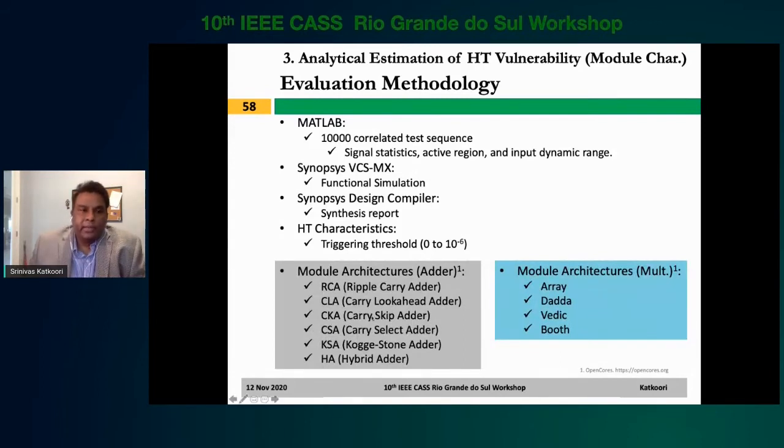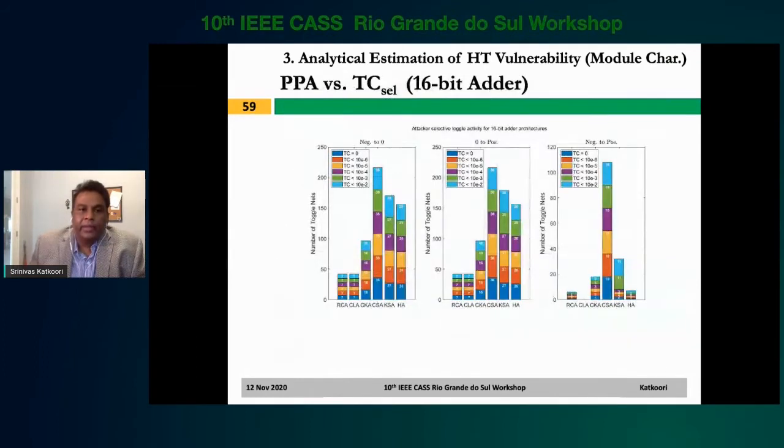These are the module architectures that we have looked at for the adder, like ripple carry adder, carry look ahead, Kogge-Stone adder, and so on. For multipliers, we looked at array multiplier, Dadda, Booth, and Vedic multiplier. The question here is: is the architecture itself vulnerable to hardware Trojans? An adder is an adder, but how you design it, will that make that particular module vulnerable? Are some more vulnerable to hardware Trojan insertion compared to others? That's the question, and interestingly, we did find that that is the case.